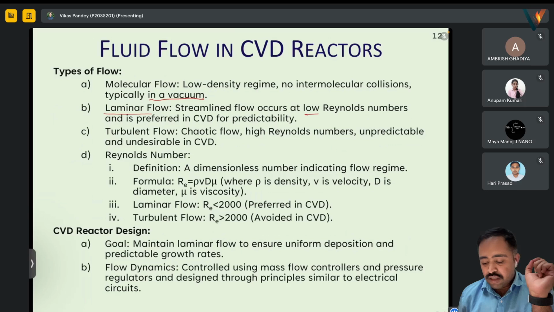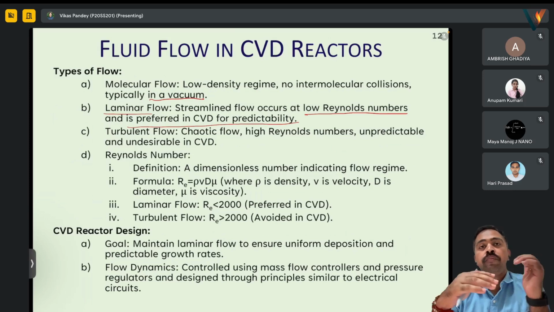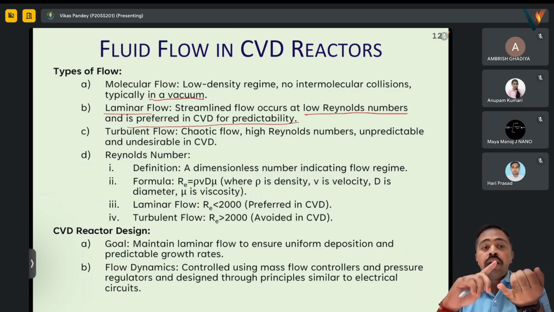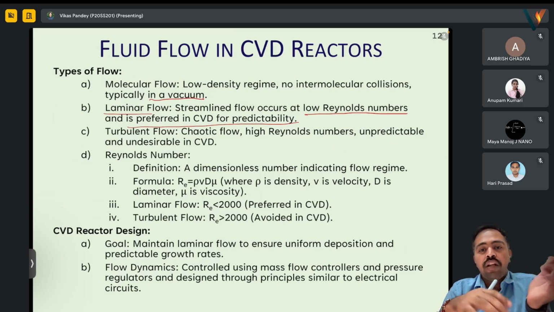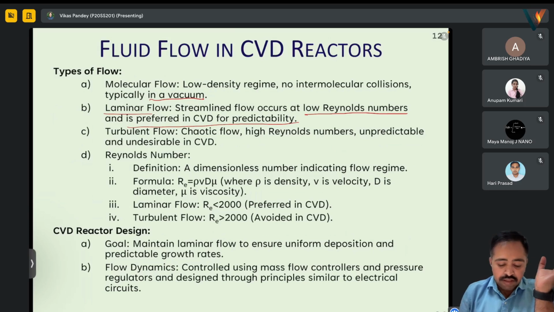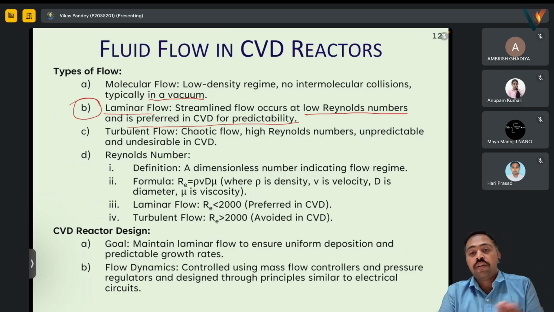and this occurs at low Reynolds number, and this is the preferred flow that we want in the case of CVD. That is a streamlined, simple flow, one molecule following the other in a streamlined fashion. Third is turbulent flow, which is chaotic, with a lot of collision and unpredictability. So how laminar the flow is will actually determine the thickness of the layer that we are depositing.